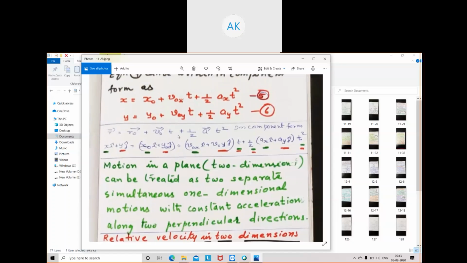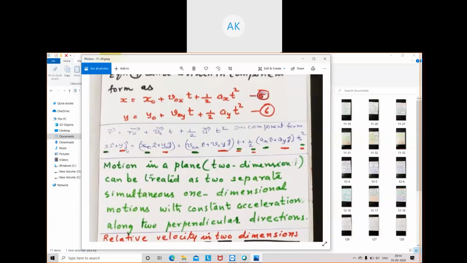See, all x components are taken. From here it is x0, v0x into t plus half ax into t square. That is underlined with the green pen, all x components. The red color we have taken to understand the y component. What is the y component here?